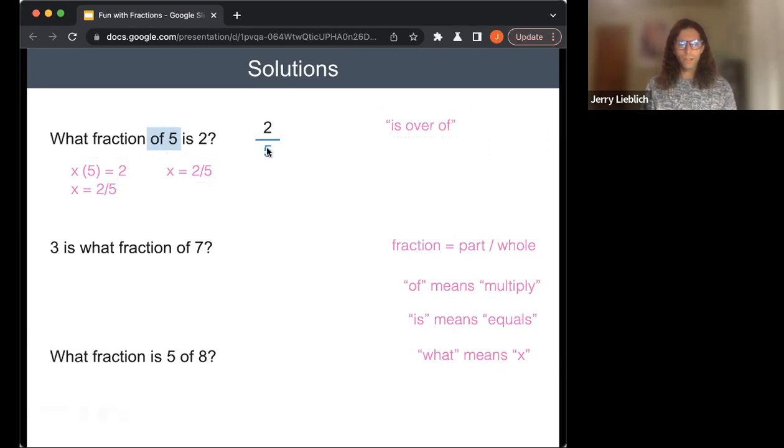I'm giving you a lot of different tricks here just because what's going to work for each individual is going to be different. What's going to be most helpful for each problem is going to be different too. So 3 is what fraction of 7? We could say 3 is what fraction of 7, get 3/7 equals x. Or we could think is over of.